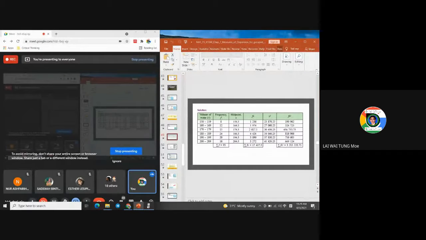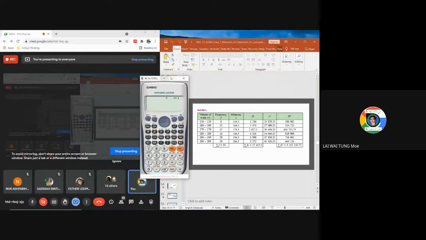I can show you how you can use this calculator to check whether your answer for variance, standard deviation and mean is correct or not. Because once you get one of these values wrong, then everything will go wrong. So you have to make sure everything in this table is the correct answer. This value and this value are very important, and also your mean. So how to check the answer?